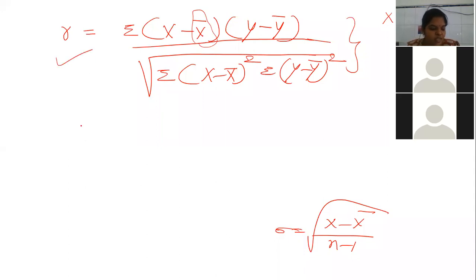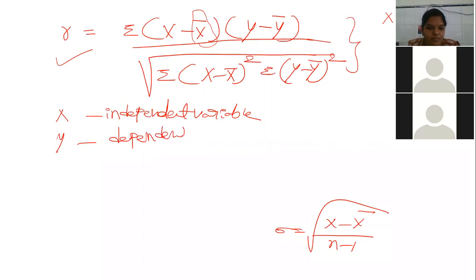Just write down first this equation where x is the independent variable, y is the dependent variable. You already know that x bar is the arithmetic mean of the independent variable x, and y bar is the arithmetic mean of the dependent variable y.